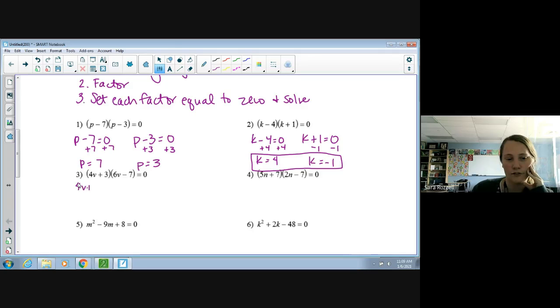So we have 4v plus 3 is 0, and 6v minus 7 is 0. And we treat both of these separately. So the first thing we do on our first problem to get rid of the 3 is minus 3. So 4v equals -3.